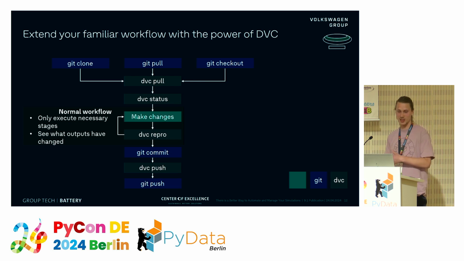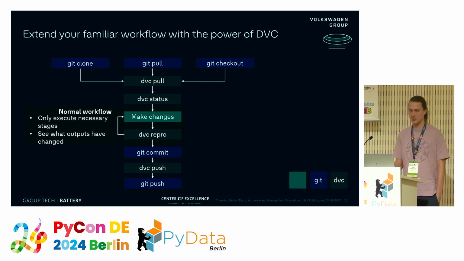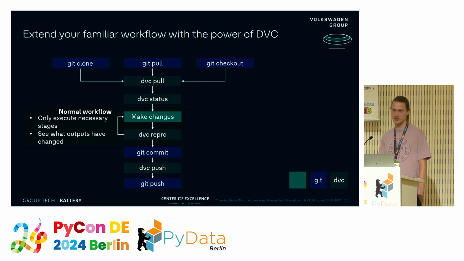It is built on top of Git. So we first have to do a Git clone or Git pull or Git checkout to the commit we want. Then we do a DVC pull, and that pulls all the large files from our DVC remote into our workspace. Then we can call DVC status, which is very similar to Git status, so we see everything worked. And then we can just go into our simulation software, we go into our script, and we make changes. And then we execute a very special command called DVC repro.